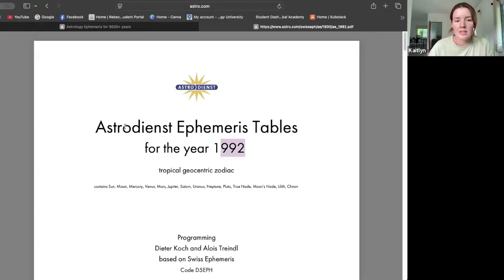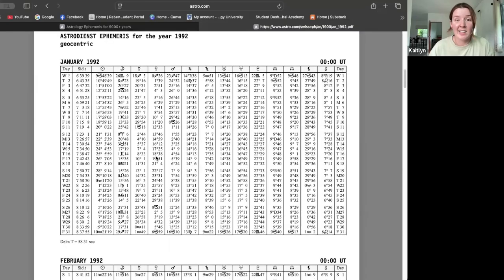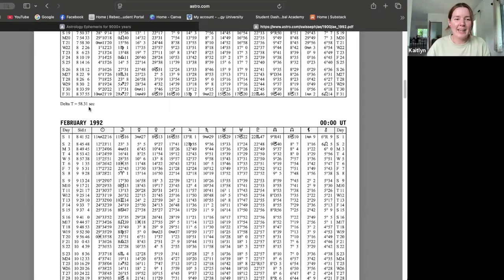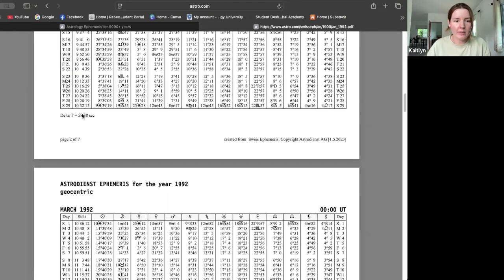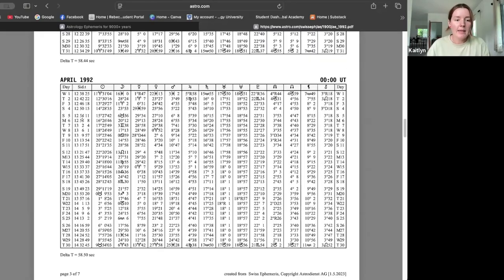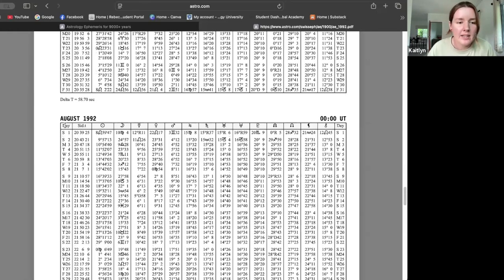So this is the table for the year of 1992. So I can go down here. It's going to look a little bit insane, but as you get used to it, it'll be easier to look at over time, basically. So if I go to my date of birth, it's month by month in order: February, March, April, May, June, July, August. So I can go here and you'll see the day is here. And then these are all the glyphs for the planets.